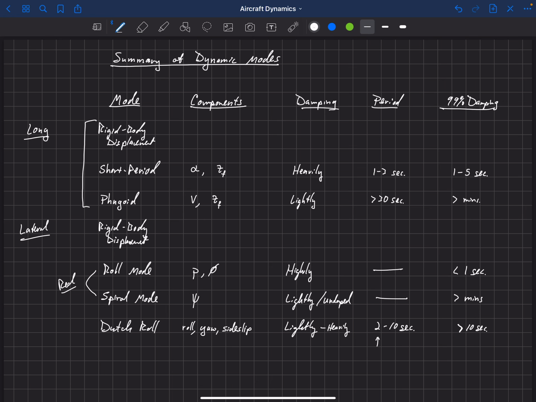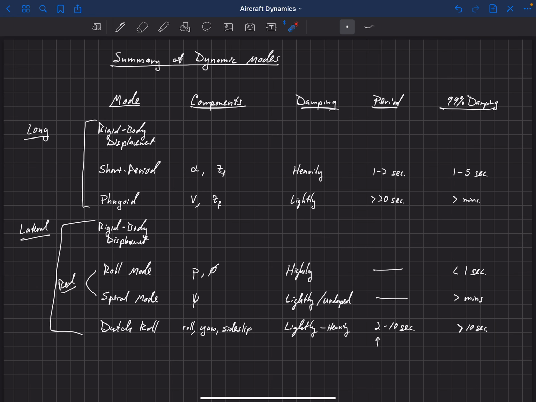Okay, so these are the lateral modes here. And again, I've pointed out the real numbers here. This is imaginary or complex pair. These are each a complex pair here, and then the rigid body displacement modes are just equal to 0. So that's how you recognize those coming out of an eigensolver.